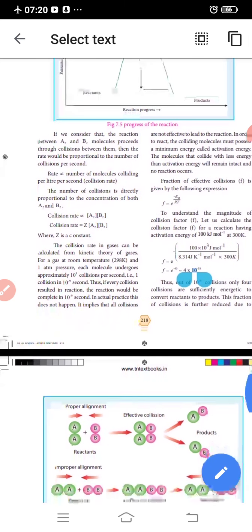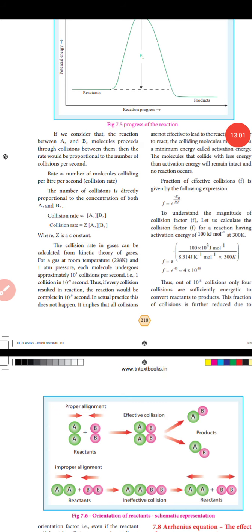So Ea is 100 into 10 to the power of 3 joule per mole, R is 8.314 joule per Kelvin per mole, and T is 300 Kelvin. So F is equal to e to the power minus Ea by RT, with Ea value 100 into 10 to the power of 3 joule per mole.